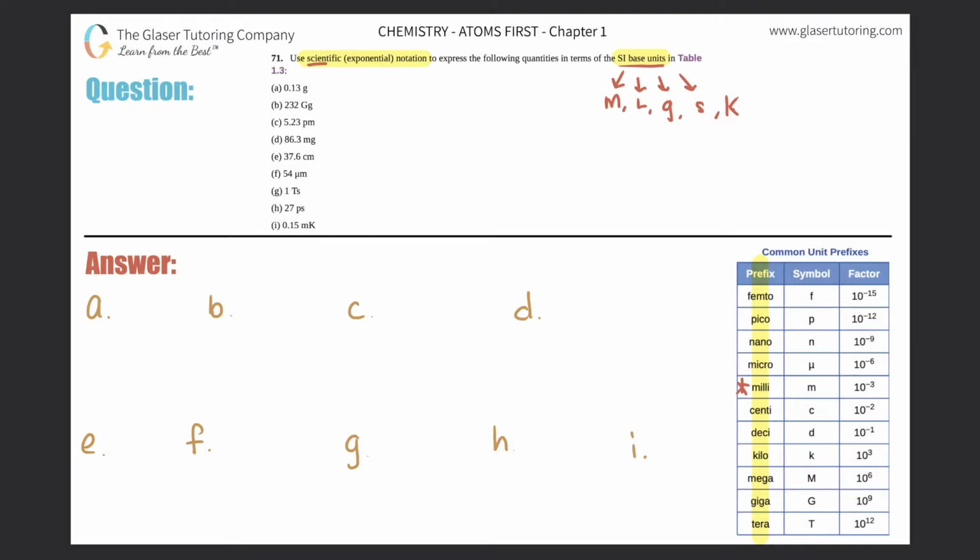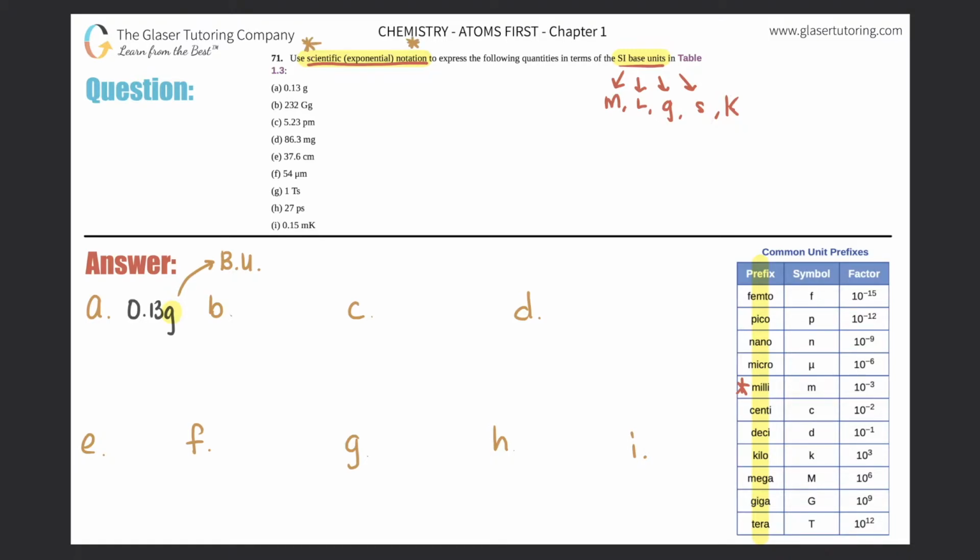And they want everything in scientific or exponential notation, which is great. And they all want it in base units. So let's get into it. A, we have 0.13 grams. Okay, well, I see grams already. That is a base unit. So in this case, we don't have to convert, and I'm just going to say BU for base unit. So this is already in a base unit, so we don't have to convert to a base unit, but we need to put it in scientific notation.